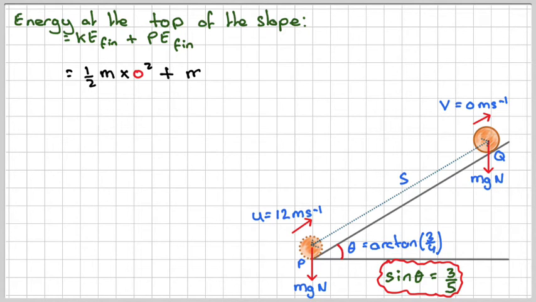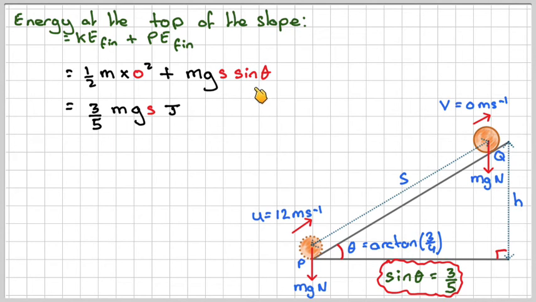Now the potential energy will be mgh, and we'll need to calculate the height here. The h will be s sine of the angle, so it'll be s sine theta. This bit's nothing, so that just comes down to 3/5 mgs joules, because sine theta is 3/5. s is what we need to find.